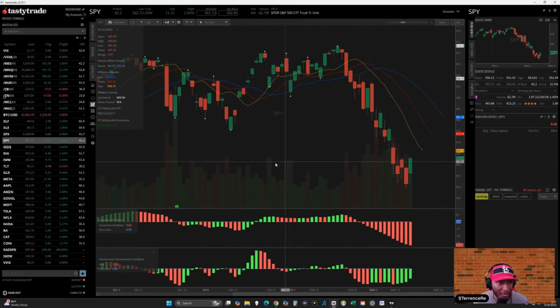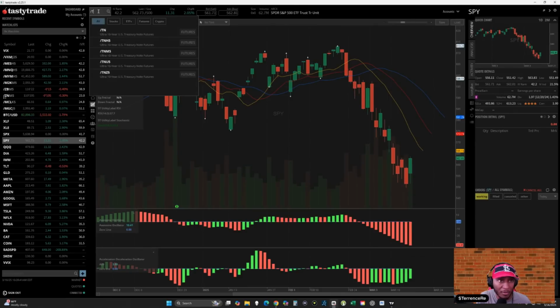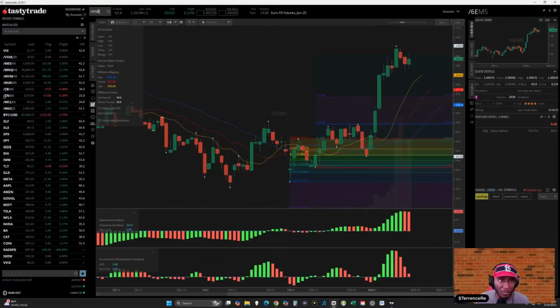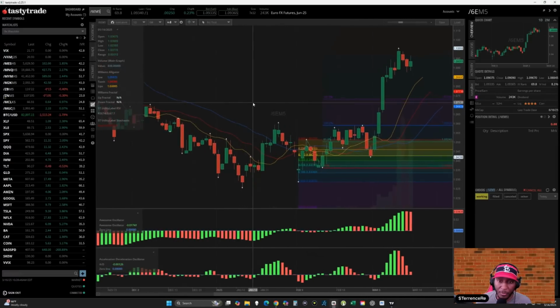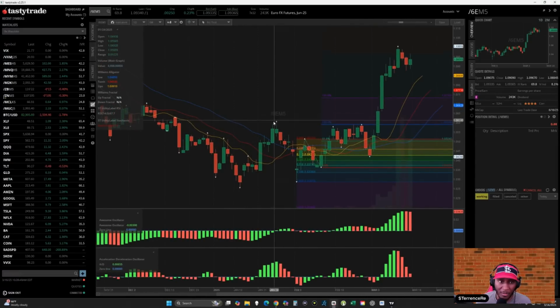So basically, now let's go take a look. I'm going to show you the euro. We'll look at the euro because I am long the euro. These little white triangles are called fractals, so Williams fractal. Everything that I have on this chart, that's your Williams alligator, these three lines. This is the fractal, the little white one. You can pull these up on any charting package. And then this is the awesome oscillator and the acceleration deceleration oscillator.